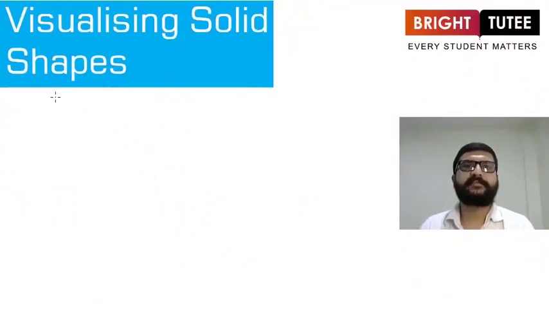Hello students, we are going to start a new chapter, visualizing solid shapes. In our day-to-day life, we come across many solid shapes like a ball, a football, a cone, an ice cream cone, and ice cubes. These are all solid shapes. In our previous classes also, we have studied solid shapes. Now let's try to recall them with the help of an example.